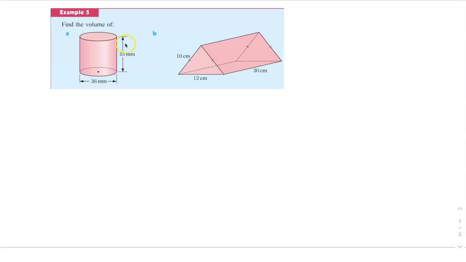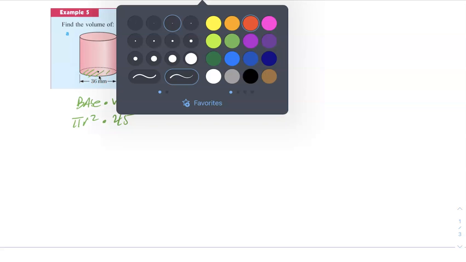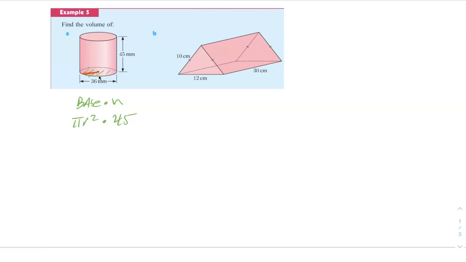So I want to find the volume of this. I'm going to find the area of the base. Now in this case it's a circle, so that's pi r squared. And then times by the height, which in this case is 45. Now the diameter here is 36, so it means my r is 18. So pi times 18 squared times 45.